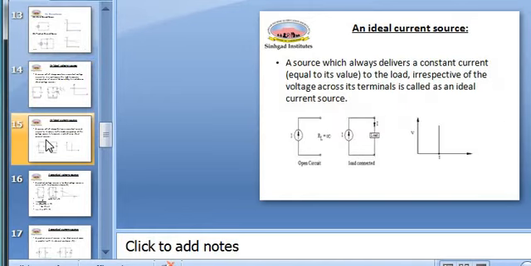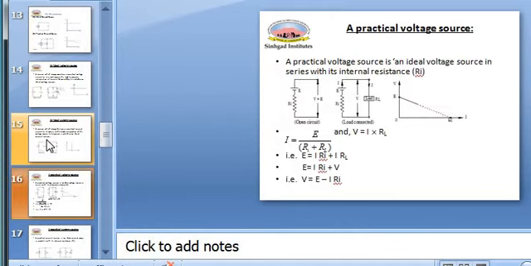Next is the practical voltage source. A practical voltage source is nothing but an ideal voltage source along with a series internal resistance.